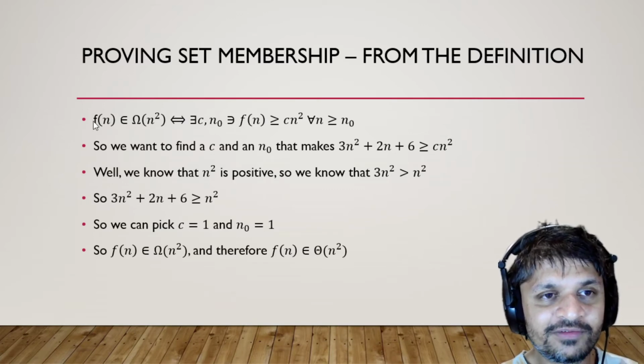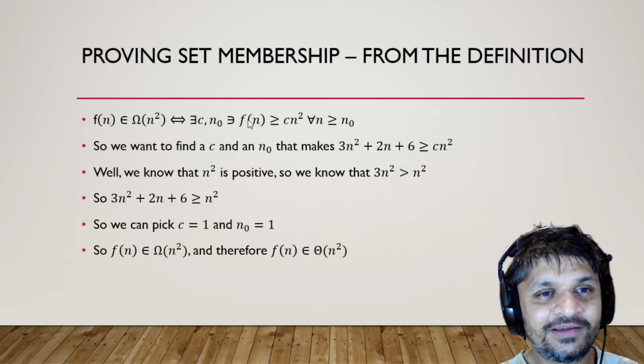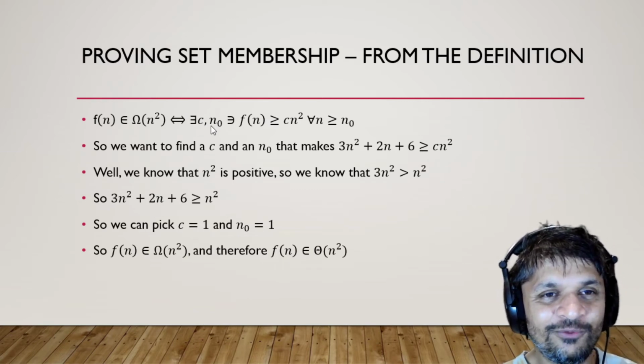Well, f of n is an element of omega n squared if there exists a c and n naught such that f of n is greater than or equal to cn squared for all n greater than n naught. So it's the same as the other definition, except with a greater than rather than a less than, right? Now the point is, because of this there exists, we get to pick c and n naught, right?